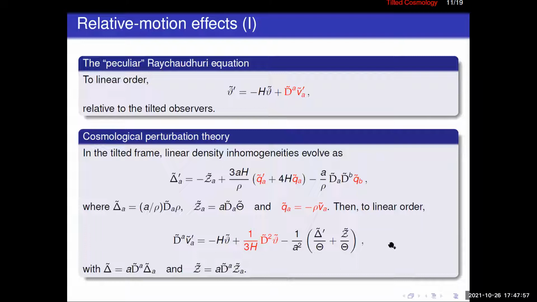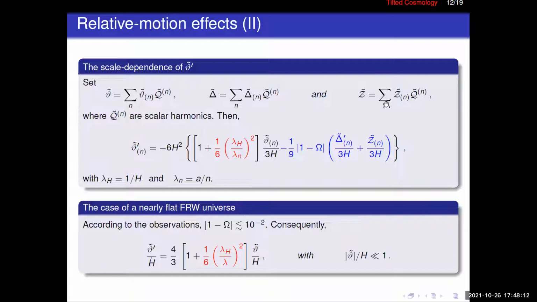And there is a Laplacian here, a spatial Laplacian term, which implies scale dependence. And you can make this scale dependence explicit by using a simple Fourier decomposition for your perturbed variables. And that's how the peculiar Raychaudhuri equation then looks. And this is the scale dependence that I mentioned before. That's the Hubble radius, and that's the scale of the peculiar velocity perturbation squared. And this is the inhomogeneity term that I mentioned before, multiplied by this difference, 1 minus omega. And we know from observations that this difference is very small, perhaps much smaller than 10 to the minus 2. So on these grounds, we will ignore the blue term from now on.